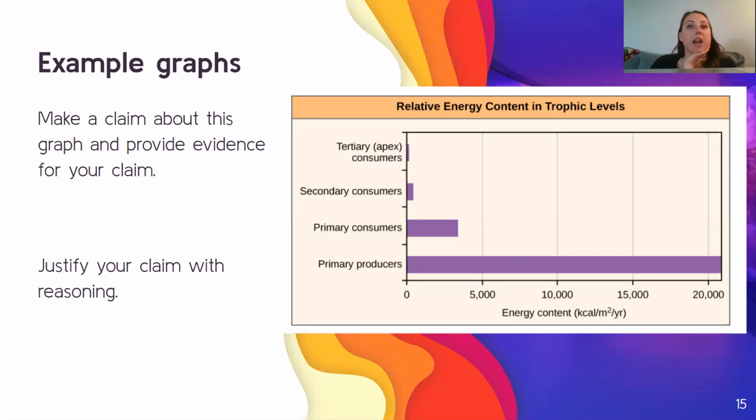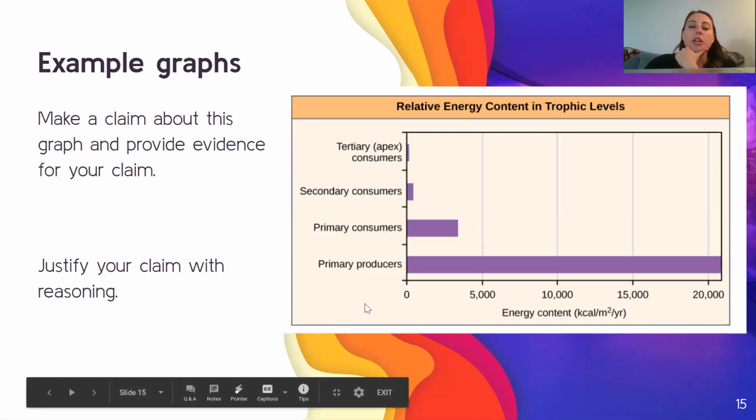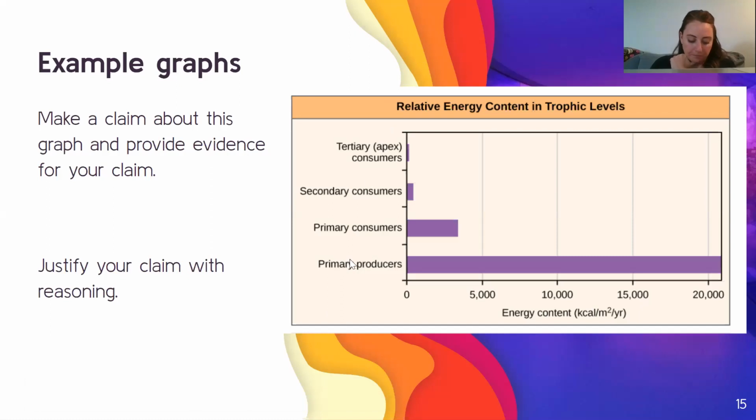So the first claim that I might make is that there is more, so first off, I want to back up. Let's look at my axes. This one is energy, and this one looks to me like types of consumers. And so my claim could be something super simple: there is more energy in primary consumers than there are in tertiary consumers. Don't make this harder. KISS, keep it simple.